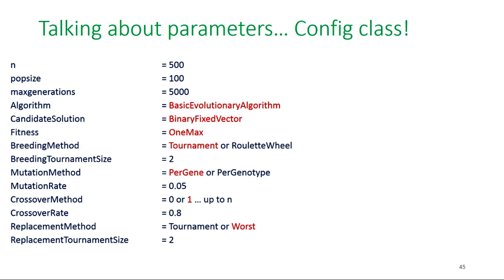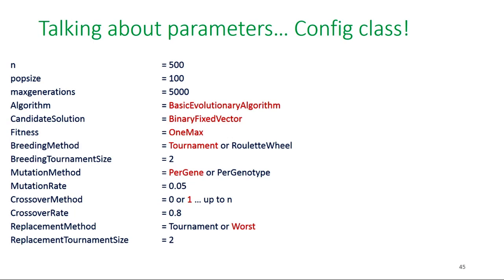Again, as soon as we are done with the next one or two sessions, we are going to solve that kind of problem with metaprogramming. We are going to make it so that you read this configuration file, and those names here, basic evolutionary algorithm, binary fixed vector, 1 max, will correspond to class names.